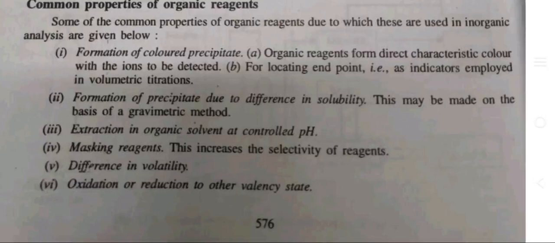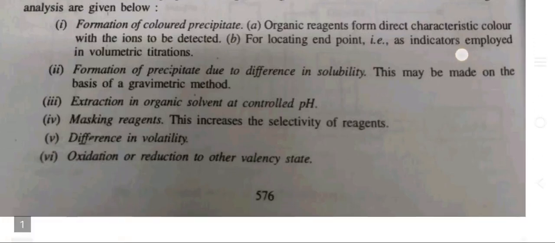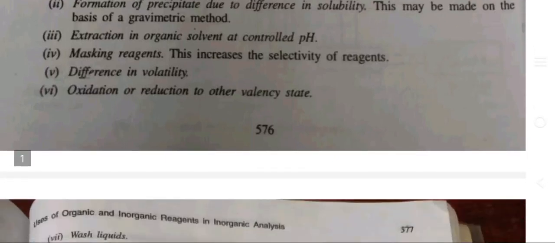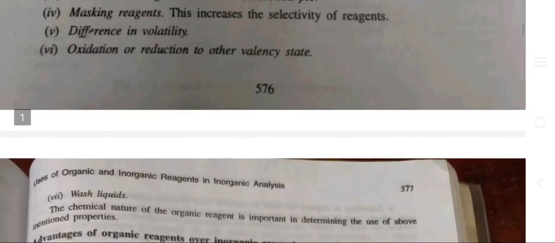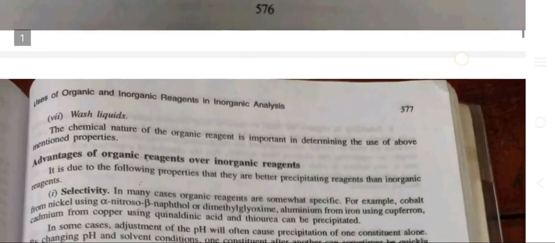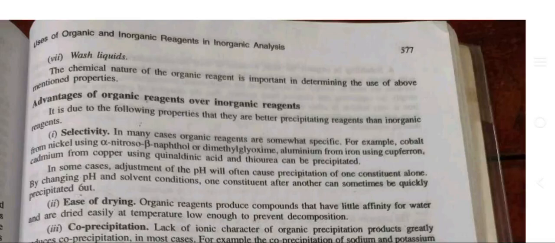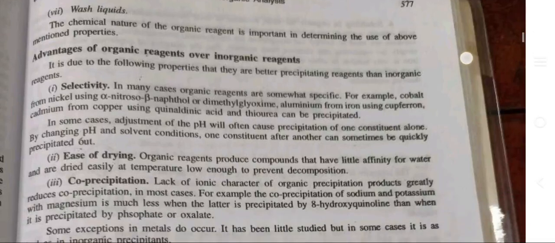Formation of precipitate due to difference in solubility. This may be made on the basis of a gravimetric method. Extraction in organic solvent at controlled pH making reagents. This increases the selectivity of reagents. Difference in volatility. Oxidation or reduction to other valency state. Wash liquids. The chemical nature of the organic reagents is important in determining the use of above mentioned properties.